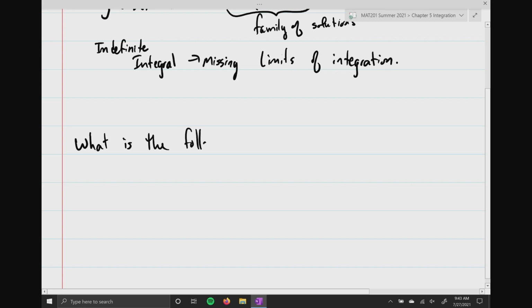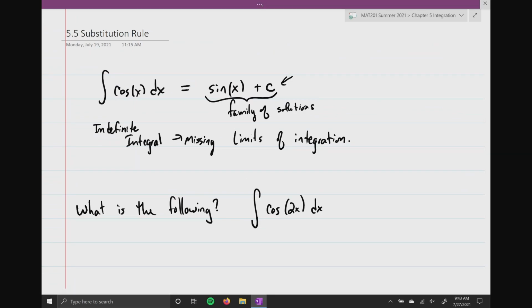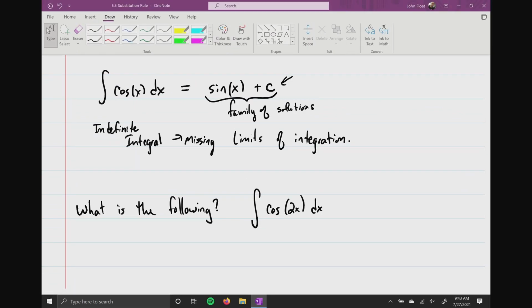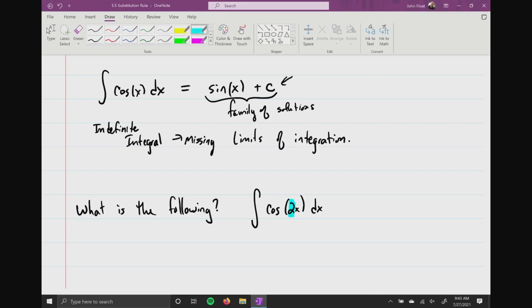well, what is the following integral here? What is the integral of cosine of 2x dx? So notice these two problems, I'll zoom out here. Notice they're extremely similar. The only difference here is that the coefficient within the argument of the trigonometric function is not a 1. It's actually a 2. Okay?